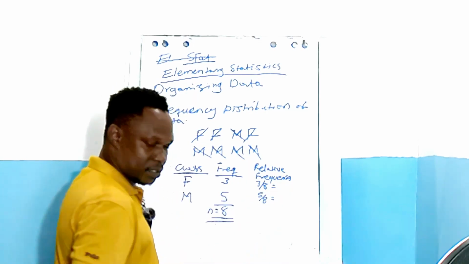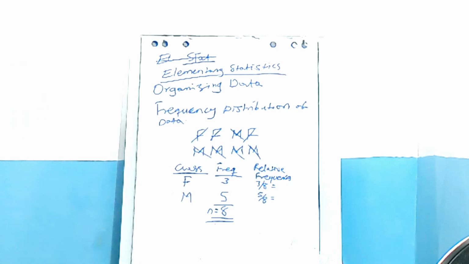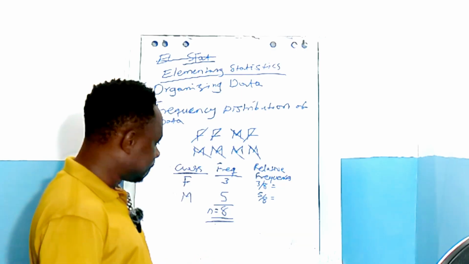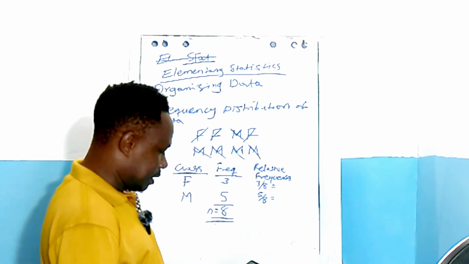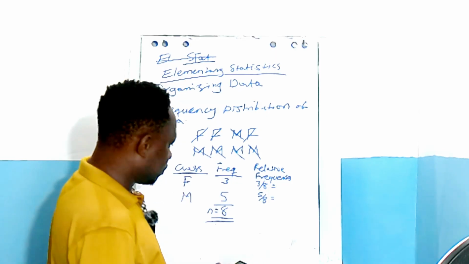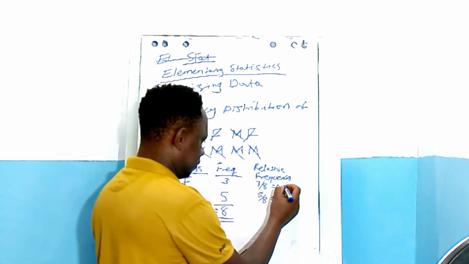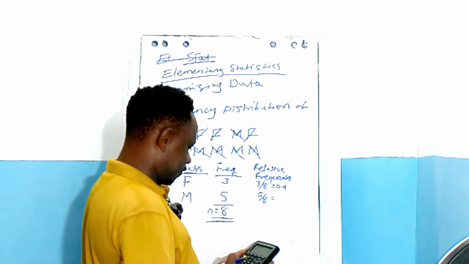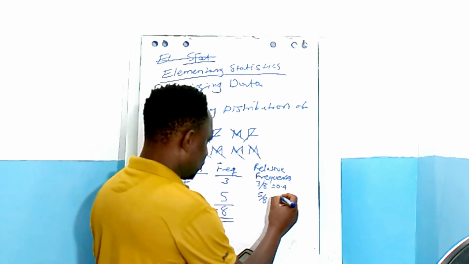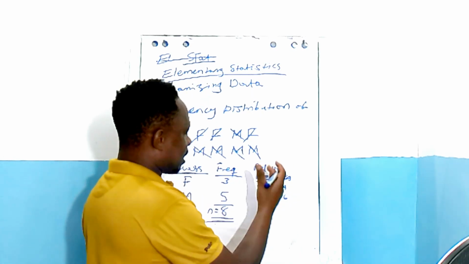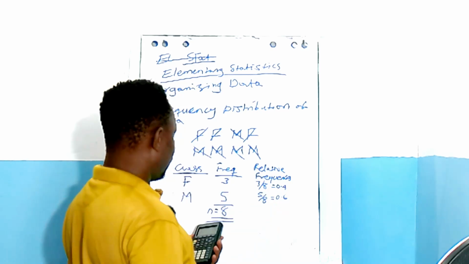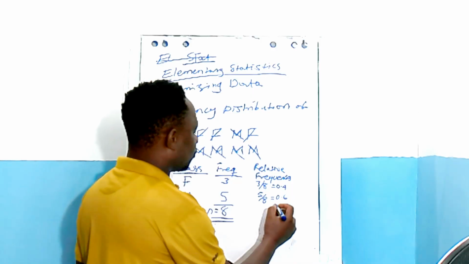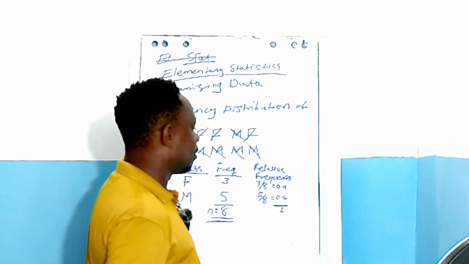This will actually give us, I think we need a calculator. In all statistics classes, always try to have a calculator with you because it will be useful. So if we divide 3 by 8, we are going to get 0.375. And if we divide 5 by 8, we are going to get 0.625. So these are the relative frequencies of this particular data. Relative frequencies will always sum up to 1 if we take them as proportions.